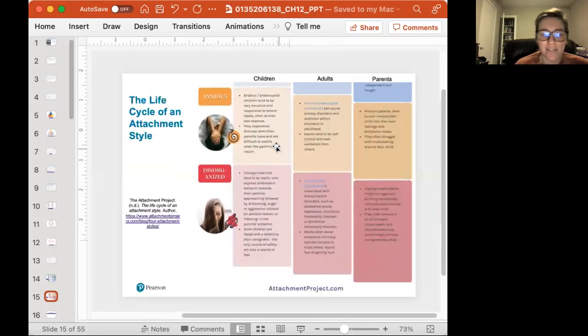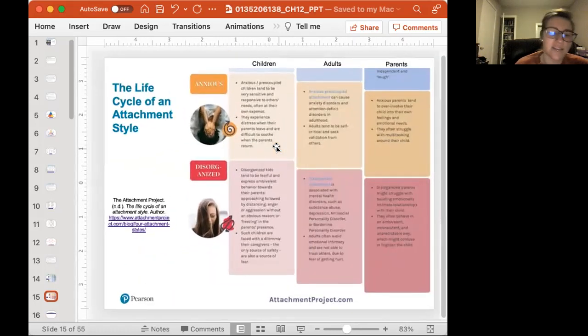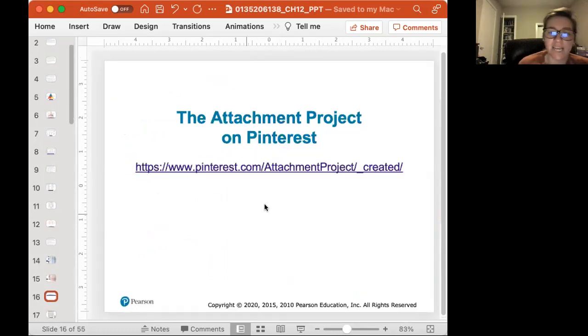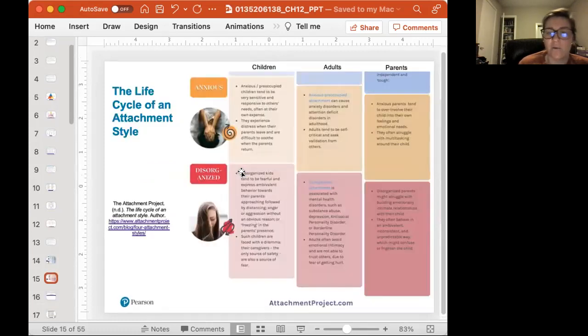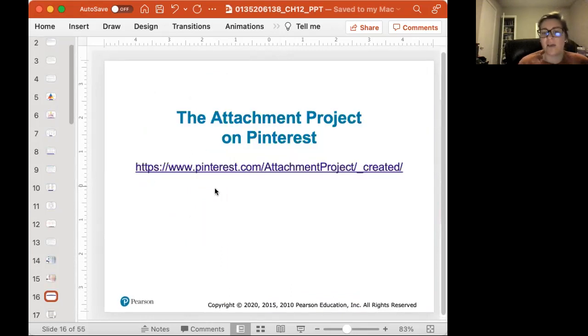Okay, so that's that image, the life cycle of an attachment. Where I found this image, I had to go to the website to cite it. But the attachment project on Pinterest has a lot of really great images like this, with signs of being disorganized, signs of being anxious, stuff like that. So if y'all are interested in learning more about attachment, Pinterest has lots of really great pins for psychoeducation on counseling related topics. So definitely something cool to check out.